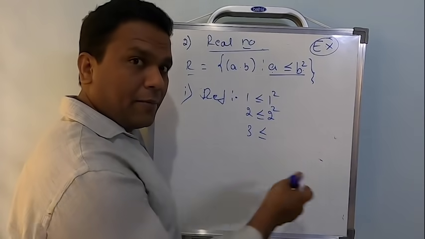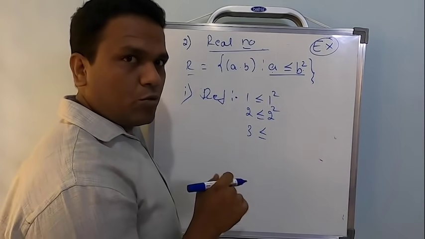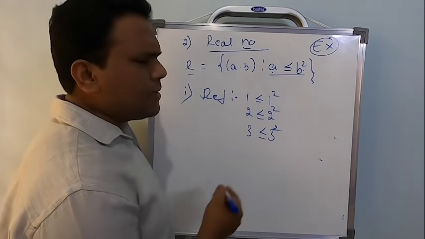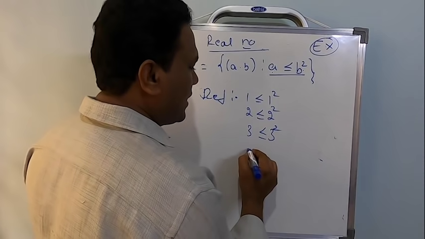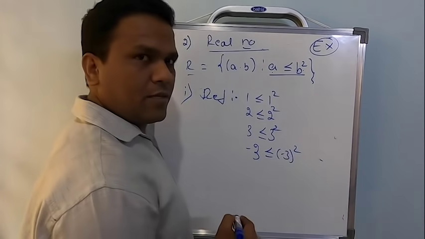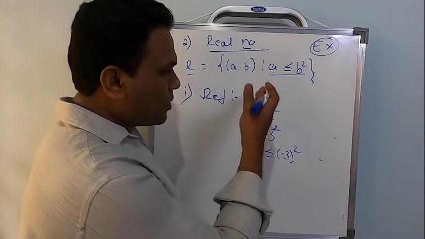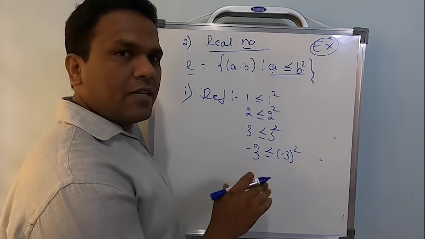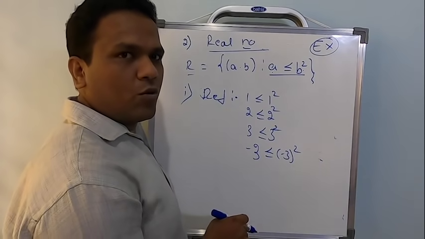See, take the element and repeat it. A and B both should be the same. Now, 3 is less than or equal to 3 square. Correct, 3 is less than or equal to 9. Then if I take minus 3, minus 3 is less than or equal to minus 3 square. Correct. I am taking integers, I am taking natural numbers. When I take natural numbers and integers, the relation will hold good.